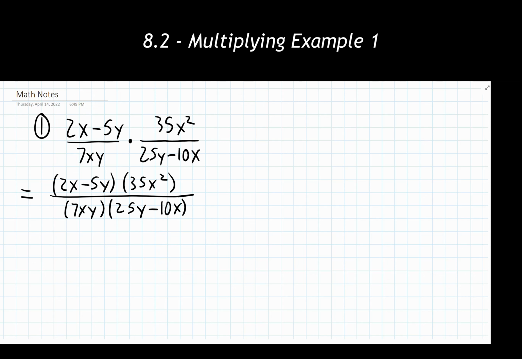So now we can see here that everything is written as a single fraction with two things multiplying together in the numerator, two things multiplying in the denominator. I personally like writing monomials, things that have just a single term in them, in front of things that are binomials or trinomials where I have multiple terms here.